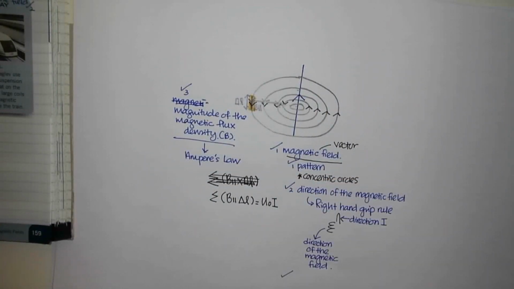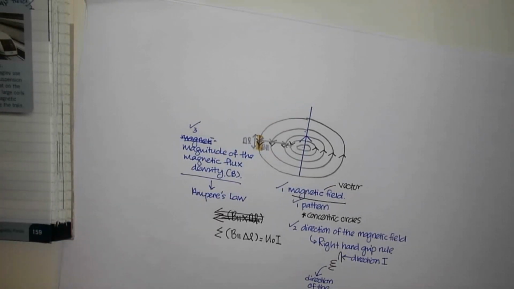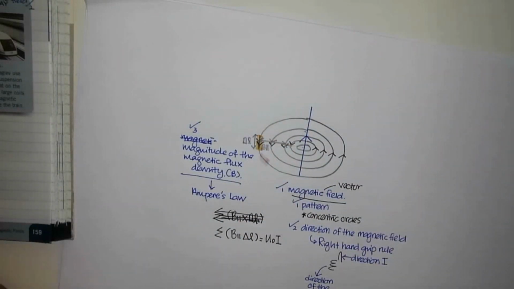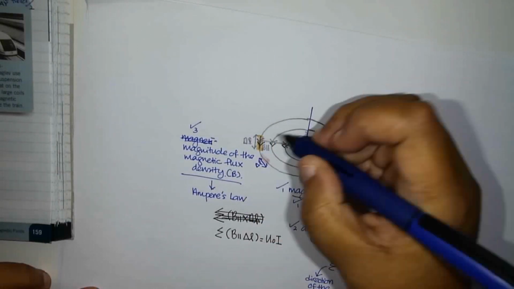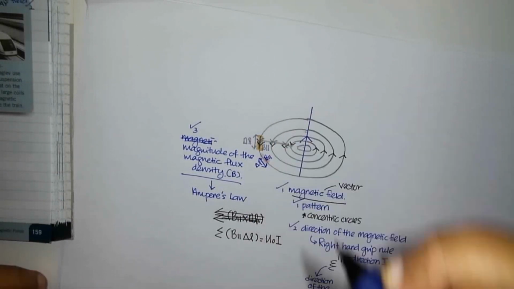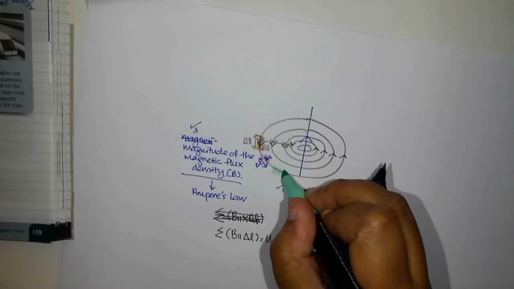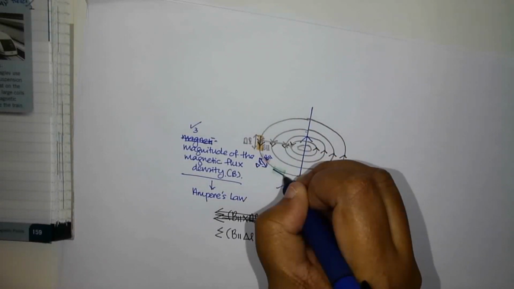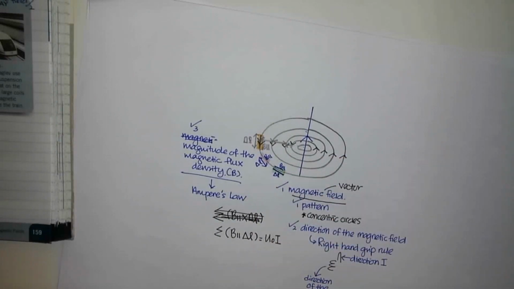Okay, mu naught I. So if you see in this portion, in another small portion here, if I take another small portion here, then here will also be delta L, and then here also B parallel. And then I take another portion here, I keep on taking another small portion, so here in this direction, it will be delta L and then B parallel.